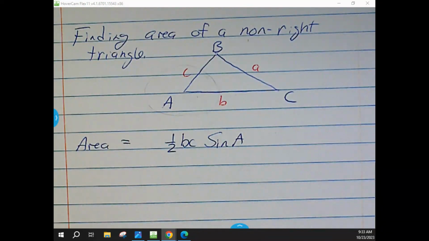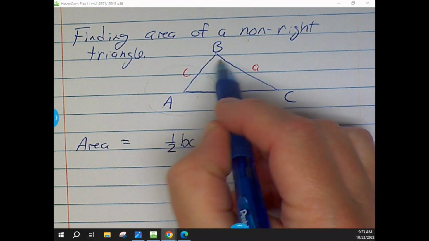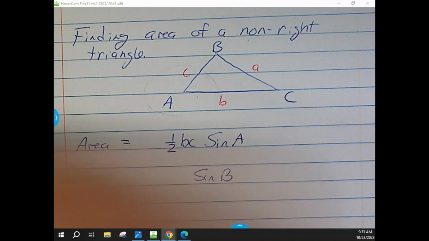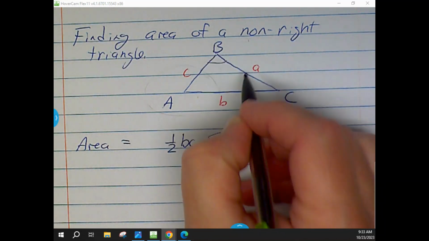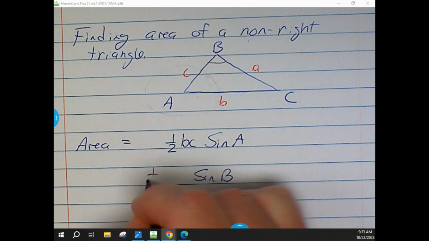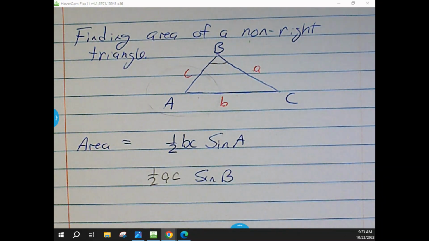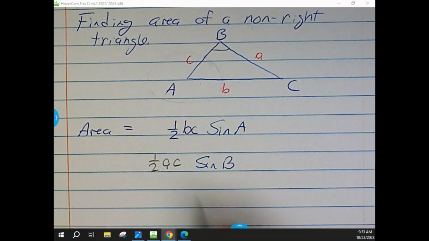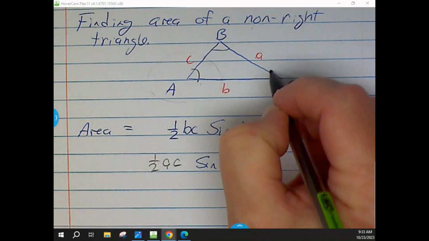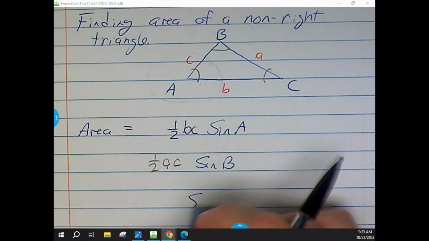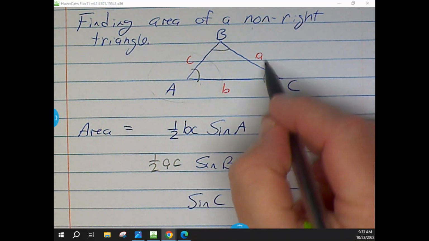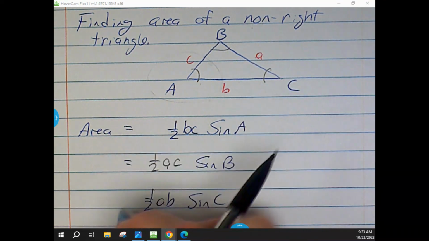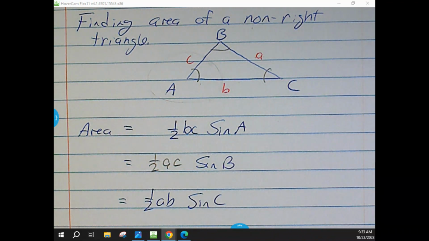Okay, and you can do the same thing in the other corner. If you're talking about everything that's in this corner for B that's here, if you drew in angle B, you'd be touching sides A and C, so then you can use A and C for that part. Okay, and if we talk about the sine of C, that's going to use A and B. So we can go there.